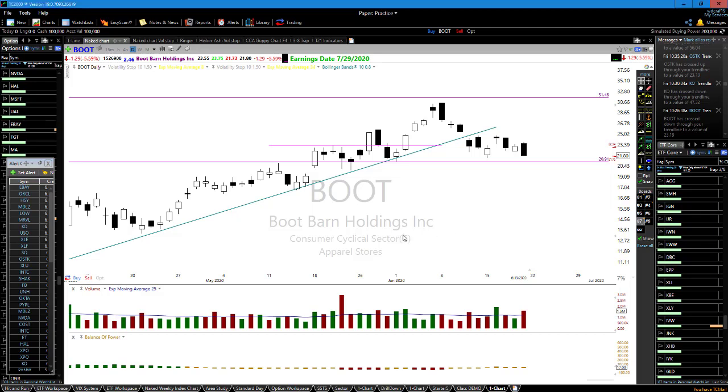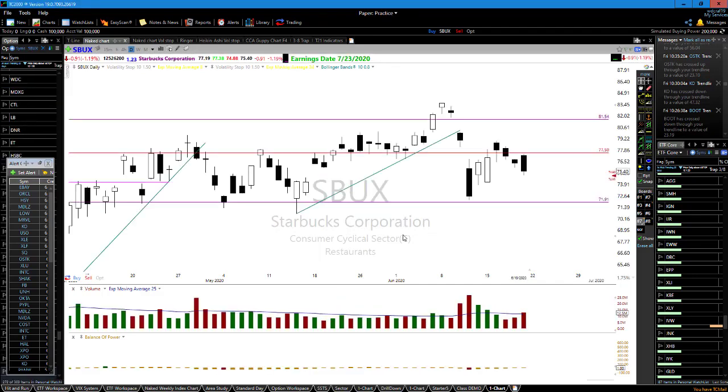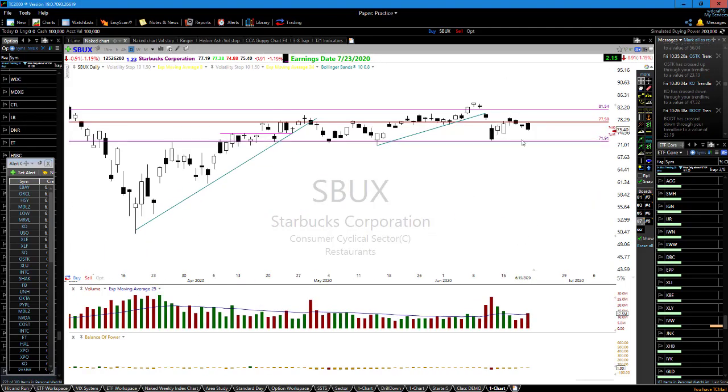For something like that Starbucks trade, if I really felt strongly that this was a short trade I wanted to be in, and I've done the technical analysis work, I'm going to trust my technical analysis. I'm going to just buy the put and let the trade move for me.